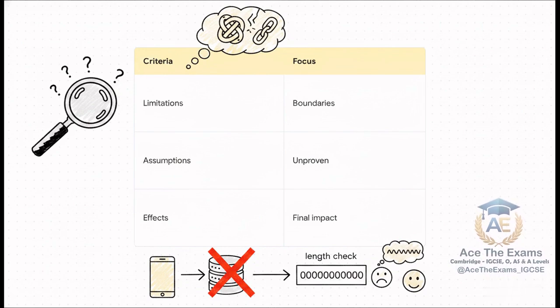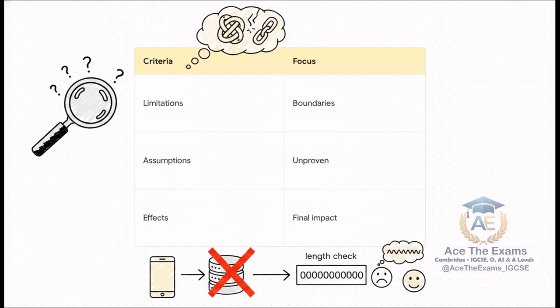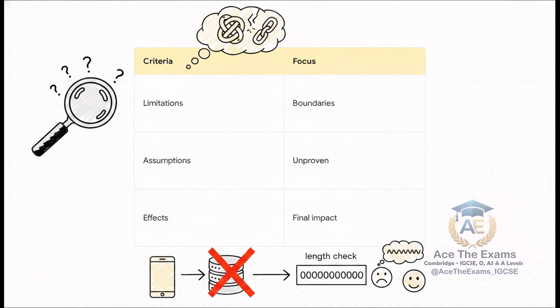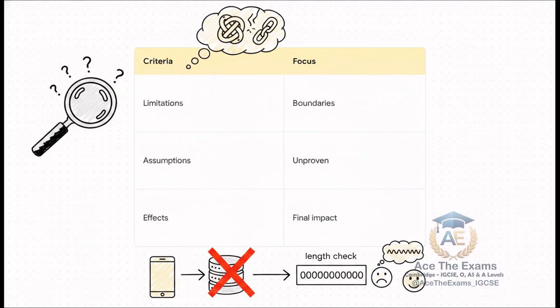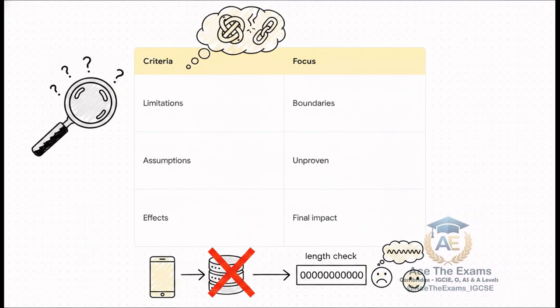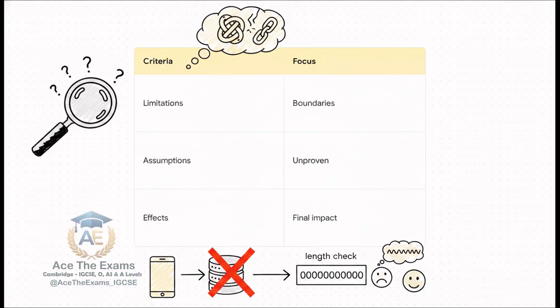Let's run challenge 2, find the flaw. I'm going to read a sample paragraph from a mock exam, and I want you to act as the examiner. Find the sentence that is leaking marks. Ready? Here we go. The company should implement a length check of exactly 11 digits for the phone number field. This validation rule will ensure all customer data is completely accurate. Therefore, the database will have no errors. Okay, where is the flaw?